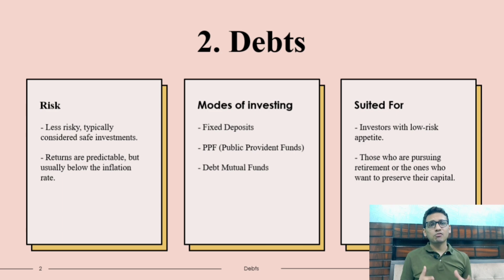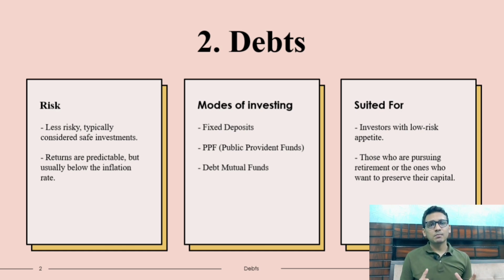Second, we move on to debt or fixed income securities. It basically means when you lend your money to the government, to a company or a bank. So debts are usually considered a safe investment where returns are predictable and risk is low, unlike the stock market where return is high and the risk is also high.